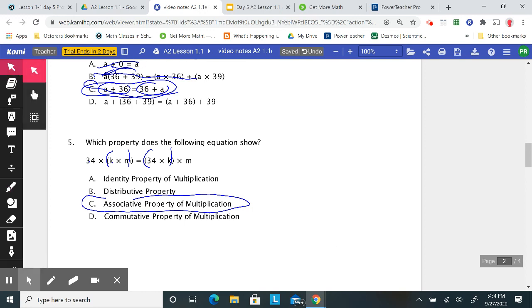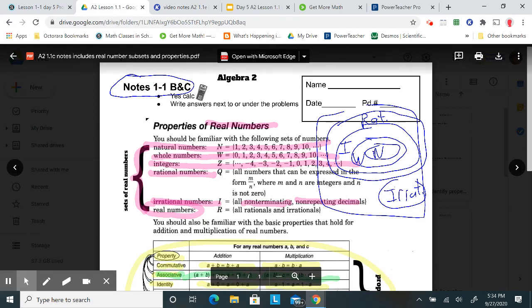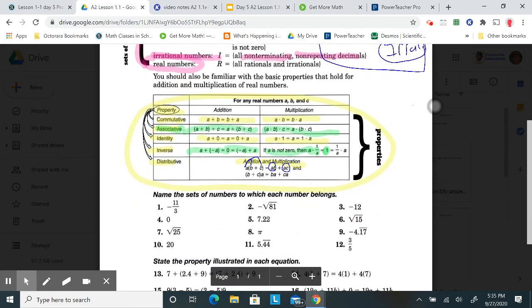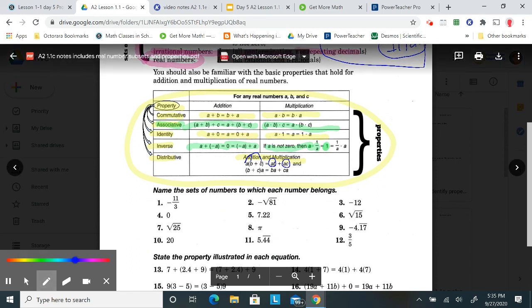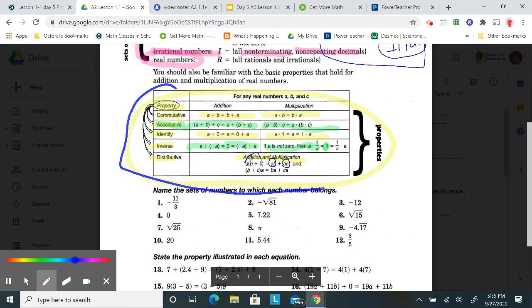Hey, keep in mind, you can go back to the notes that we had talked about. They had the properties listed in there. So keep that in mind when you are working, all right? Take a look at those if you need to. All righty, good luck.